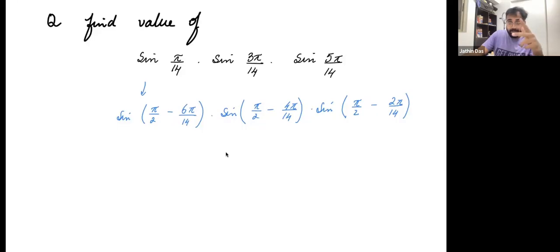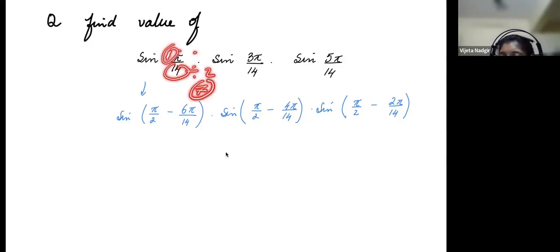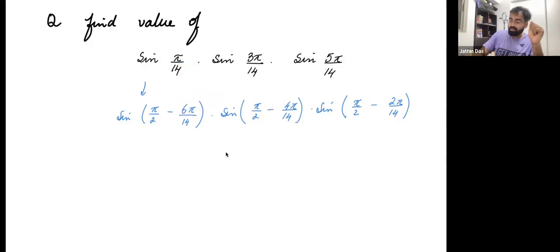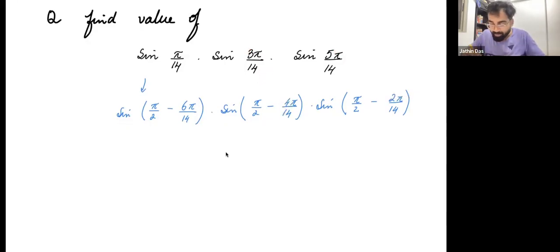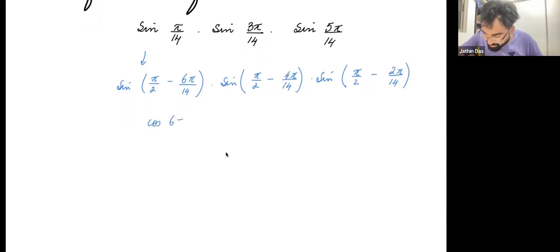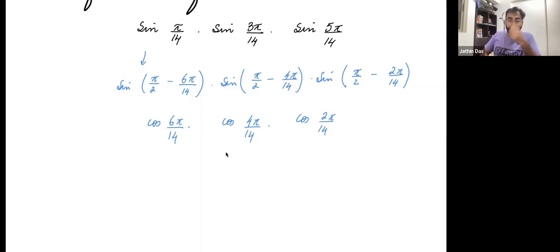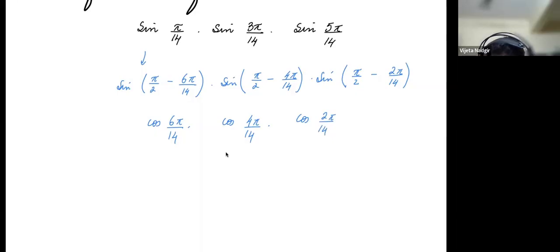You understood my logic? How am I doing? Half of 14 is 7. 7 minus 1 is 6, so it should be 6 here. Here it is 7 minus 3, 4. 7 minus 5, 2. So I'll put 2 here directly. So this will be cos 6 pi by 14 into cos 4 pi by 14 into cos 2 pi by 14. Till here, did you get? Okay. Now let us check.